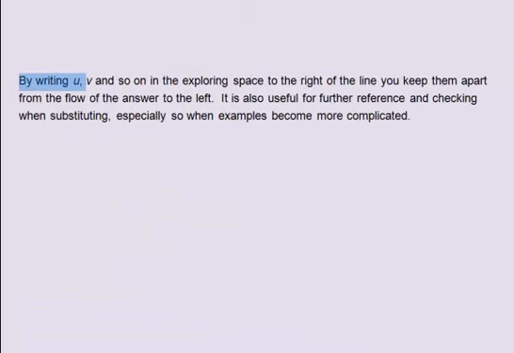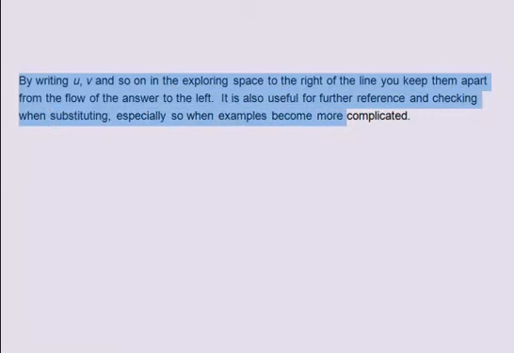By writing u, v and so on in the exploring space to the right of the line, you keep them apart from the flow of the answer to the left. It is also useful for further reference and checking when substituting, especially so when examples become more complicated.